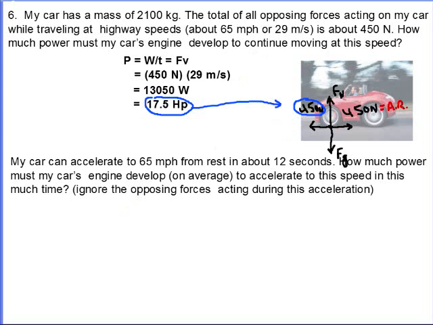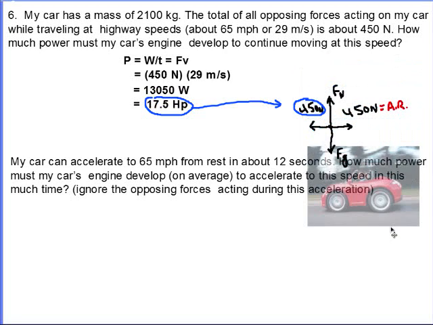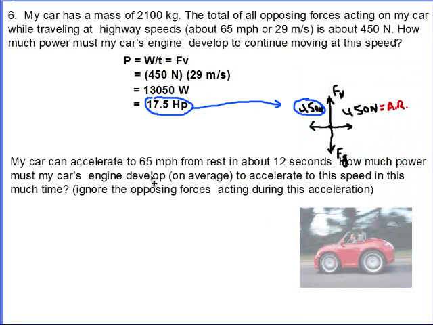This next problem is going to show you how much power I would need to develop to accelerate. So here, I'm going to think of the car down here. It's going to go from 0 to 65 in about 12 seconds. Now, to accelerate means I need to have an unbalanced force acting on the car. I'm going to ignore any of the opposing forces. These are really small compared to the amount of force I need to have forward to accelerate.